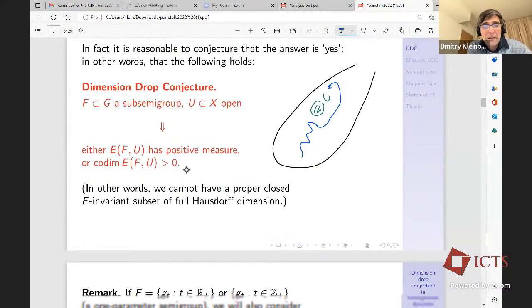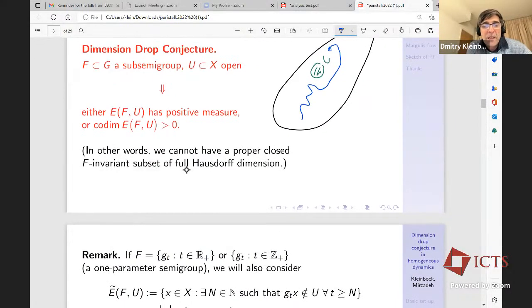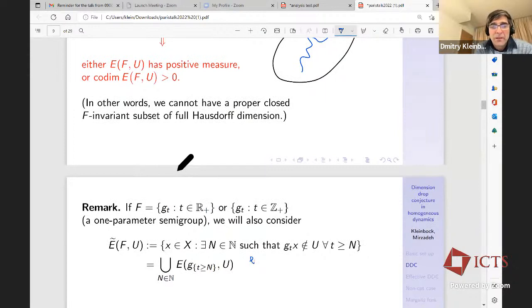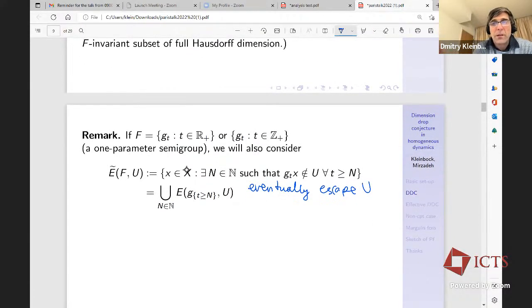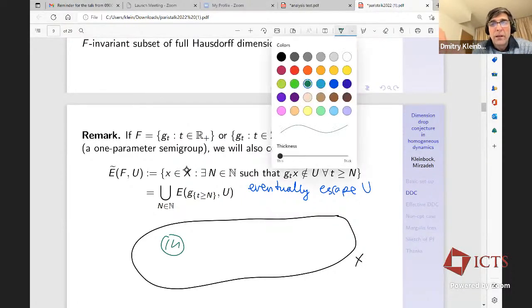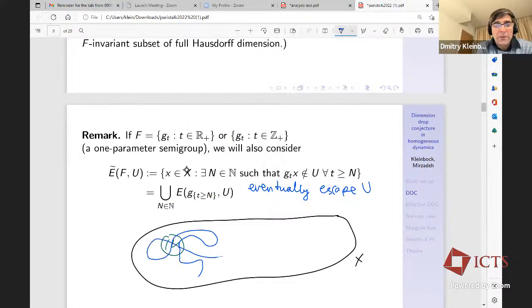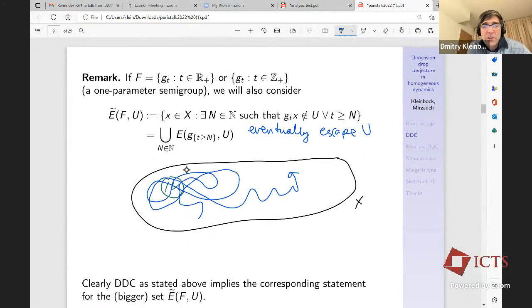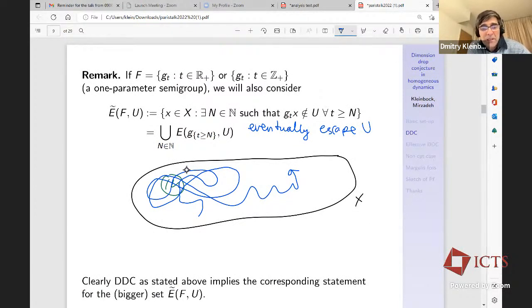Okay, and just a minor remark that we'll also consider, in addition to these sets E of U, the sets E tilde of U. Those will be the set of points which eventually escape U. So in other words, you again have this situation. This is X. You have your little hole, and your orbits are allowed to cross maybe a few times, maybe like this, and then it will go away and never come back. You can easily see that the dimension drop conjecture stated above implies the corresponding statements for the bigger set.